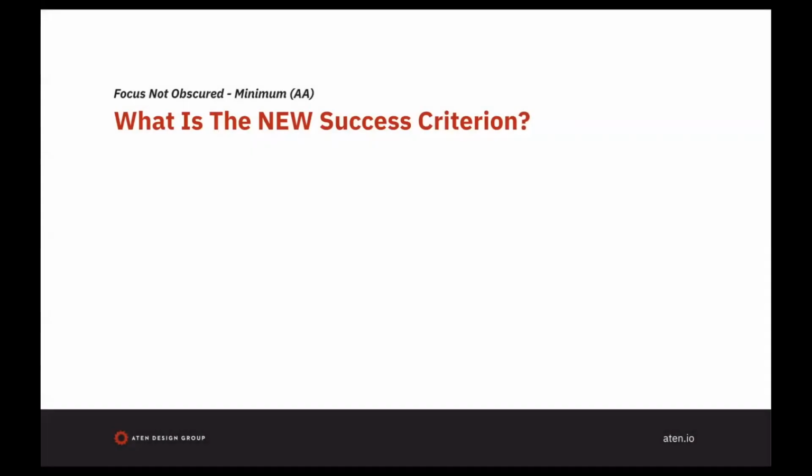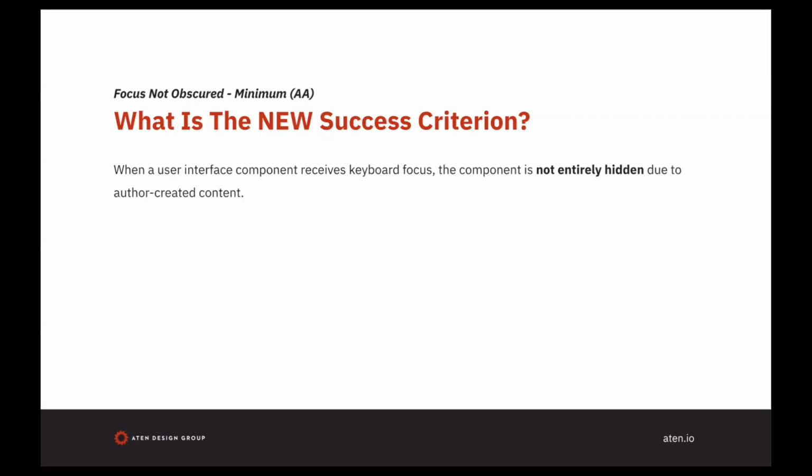So what exactly is this new success criteria? Well, when a user interface component receives keyboard focus, the component is not entirely hidden due to author-created content. Well, it kind of makes sense, but really this means to ensure that when an item gets keyboard focus, it's at least partially visible to the user.